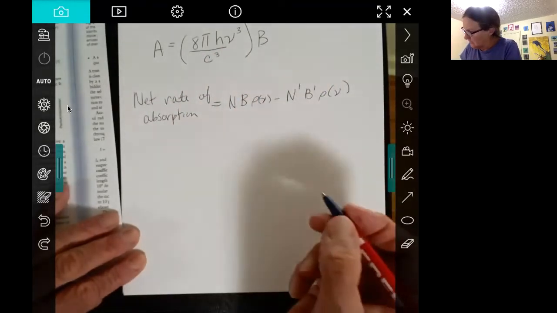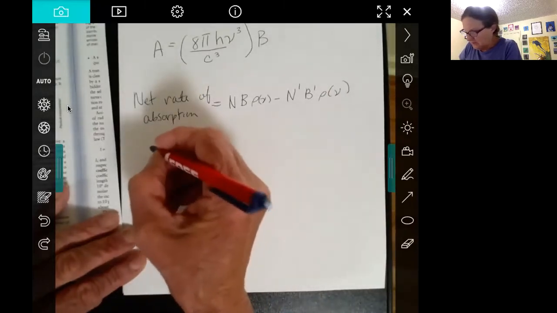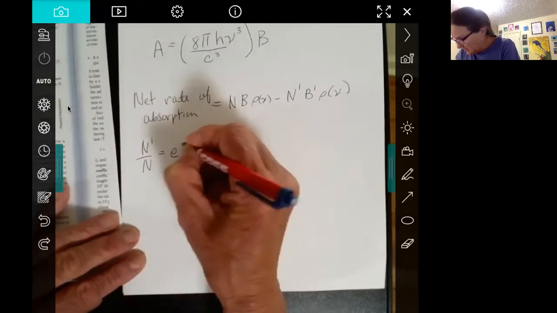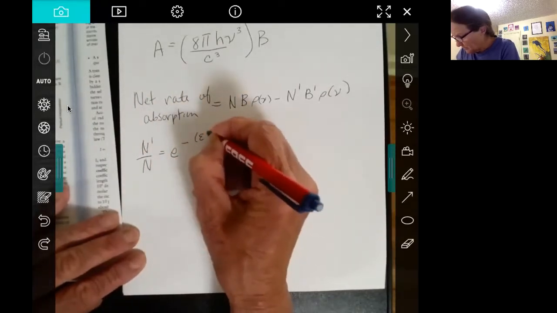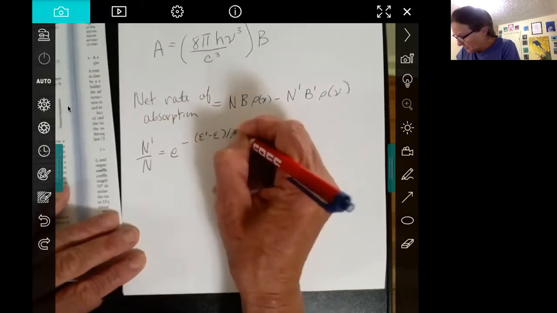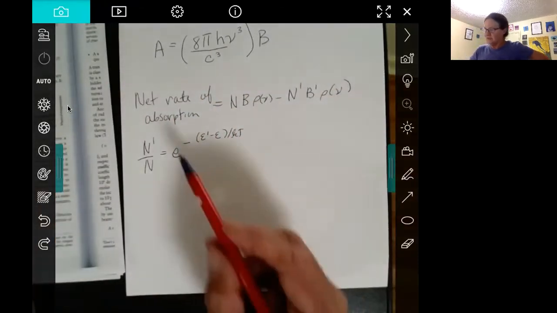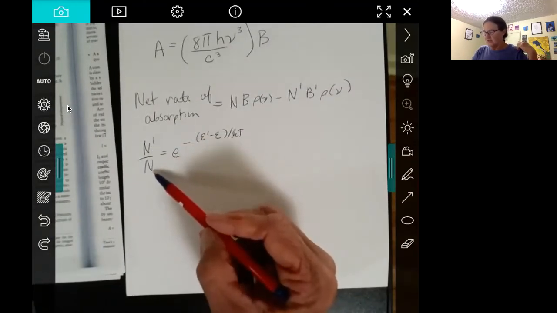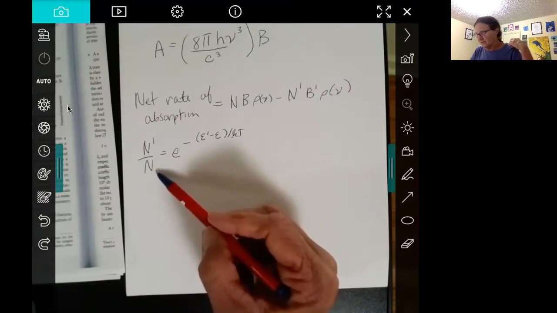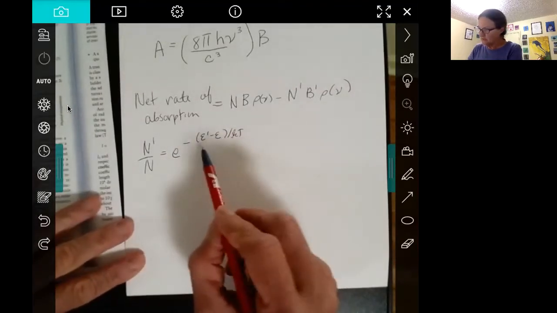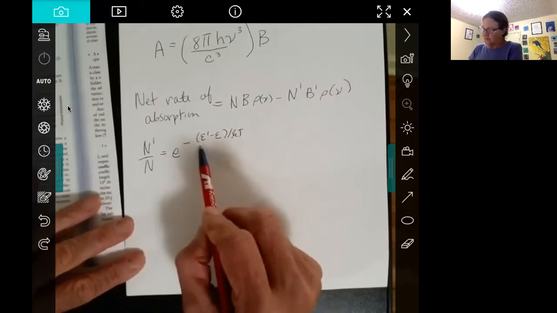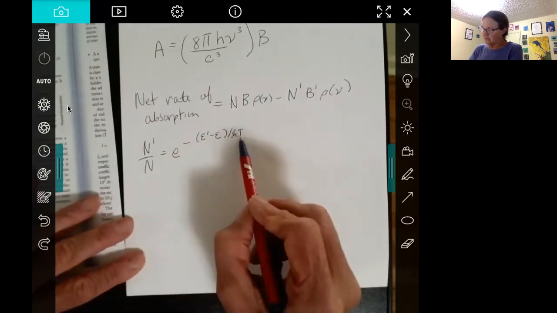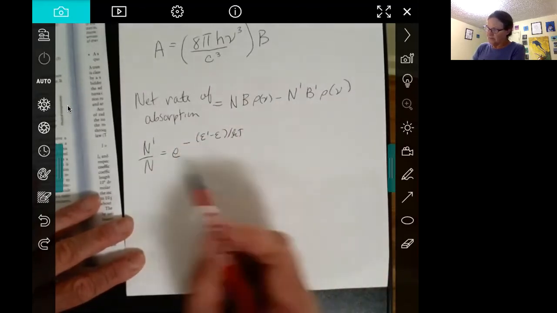And now we can rearrange that. And from something we haven't covered yet, but we will, it's the last chapter in the book, where you come up with Boltzmann's distribution. Boltzmann's distribution says that the number of molecules that will be in the excited state relative to the total number of molecules will be equal to the difference between those two energy states. So as that gets bigger, this gets smaller. And then as temperature gets bigger, this gets bigger.